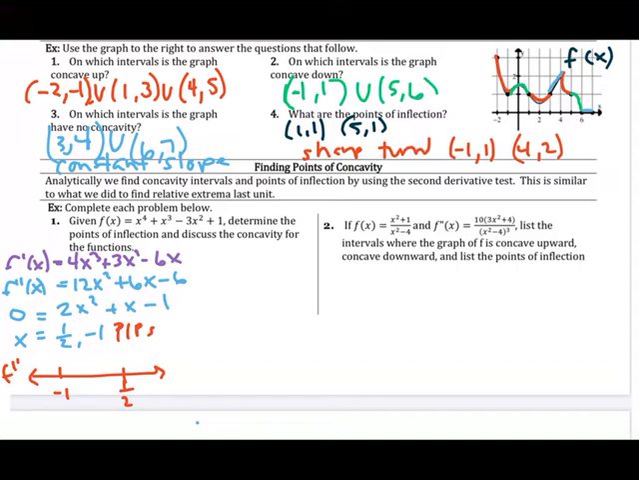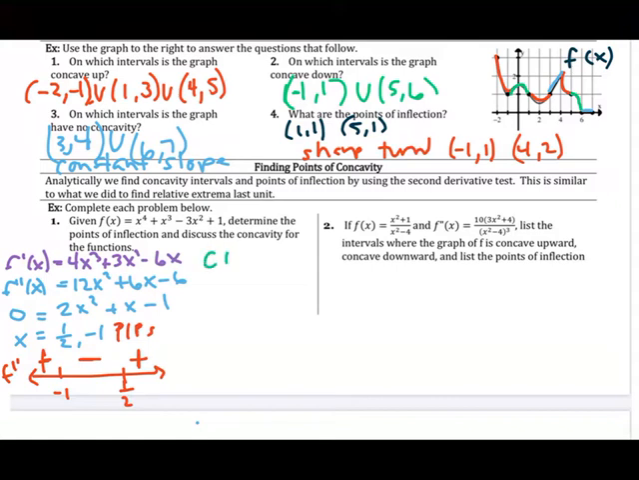We're going to set up our number line or our sign chart. We're going to test a number less than -1 in our second derivative, like -2. That would give us a positive value. We're going to plug in a number in between -1 and 1/2, like 0. That would give us a negative number. We're going to plug in a number bigger than 1/2, like 1. That would give us a positive value. So based on this sign chart, we can now immediately identify the concavity.